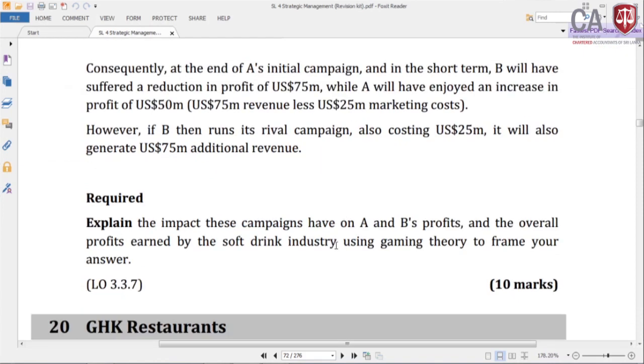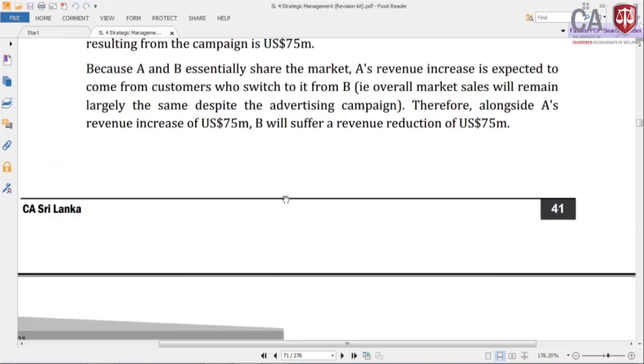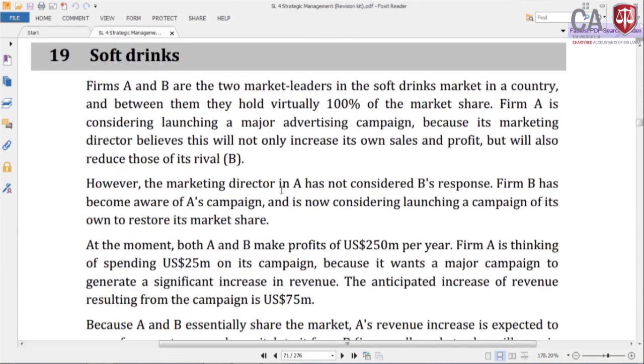Now, what is the requirement here? Explain the impact these campaigns have on A and B's profit and the overall profit earned by the soft drink industry using game theory to frame your answer. Right, we will try to analyze the scenario given here.